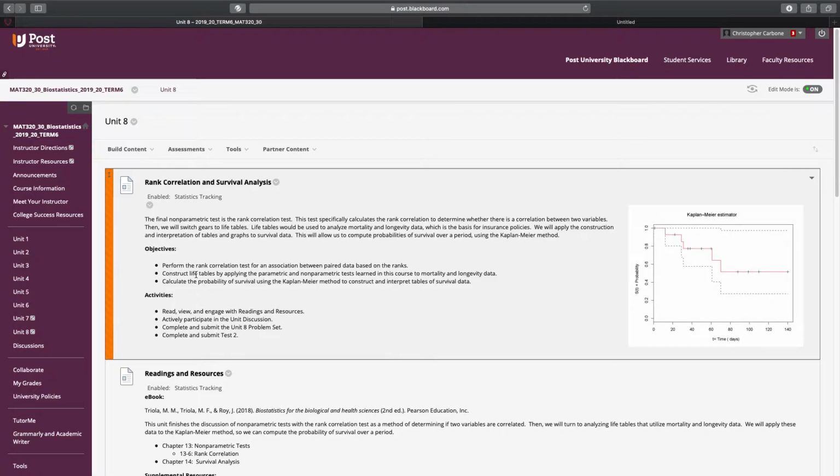A couple of objectives for this unit are to perform the rank correlation test for an association between paired data and the ranks, construct life tables by applying the parametric and non-parametric tests learned in this course to mortality and longevity data, and calculate the probability of survival using the Kaplan-Meier method to construct and interpret tables of survival data. We also have an example of a graph of said survival using that Kaplan-Meier method in this picture right here.